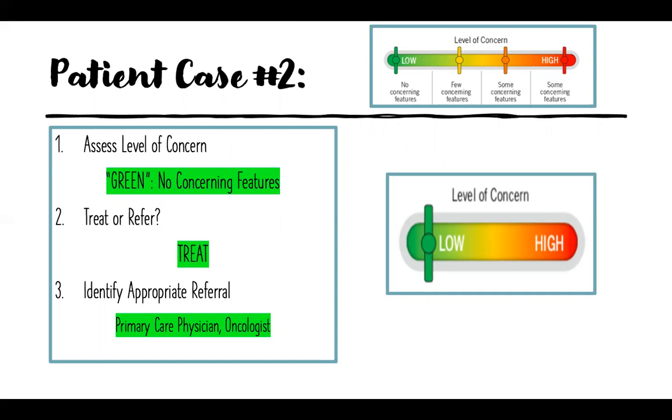All right, for this individual, we really don't have any concerning features. She does have a history of cancer, but it was 5 years ago. She has a long-standing history of low back pain, and it seems to be mechanical. So within our physical therapy scope, we're going to treat. Obviously, we're going to monitor for changing symptoms, but we really don't suspect anything sinister with this patient case. Our referral, if we don't have improvements in physical therapy, could be a primary care physician or an oncologist.